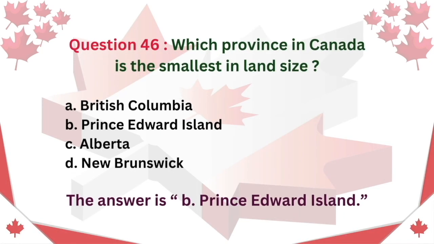Question 46. Which province in Canada is the smallest in land size? A. British Columbia. B. Prince Edward Island. C. Alberta. D. New Brunswick. The answer is B. Prince Edward Island.